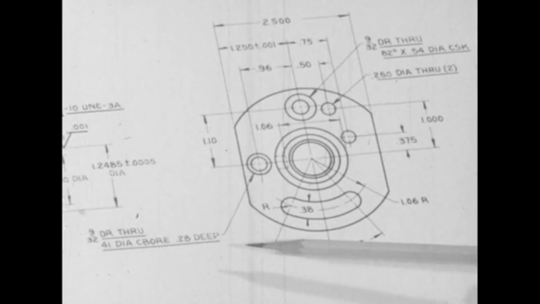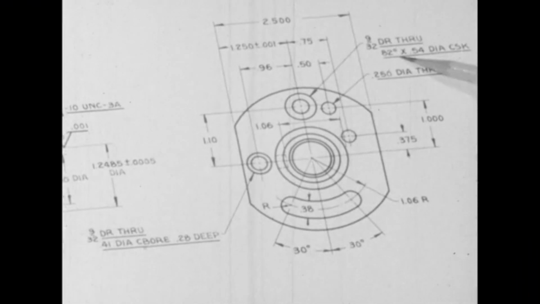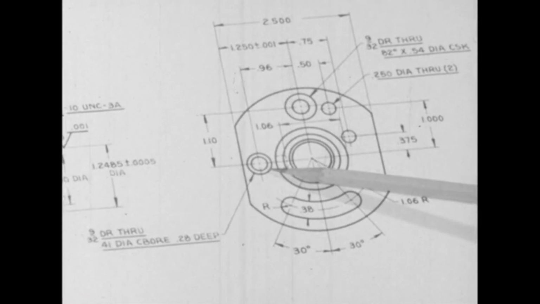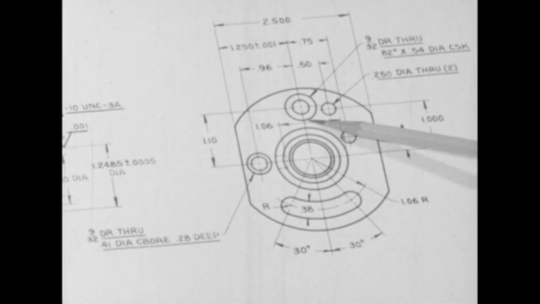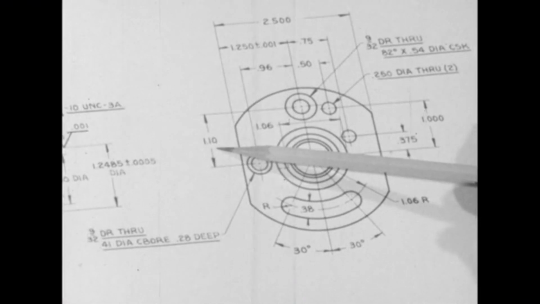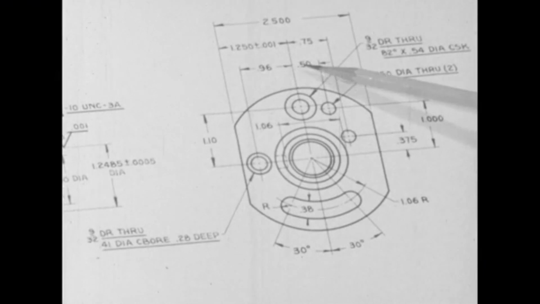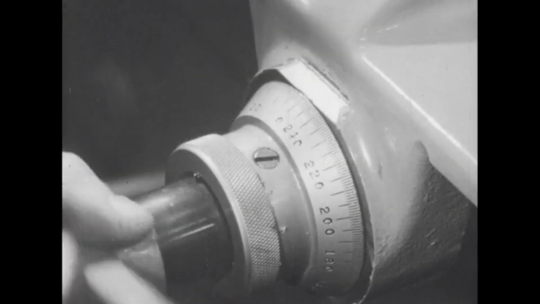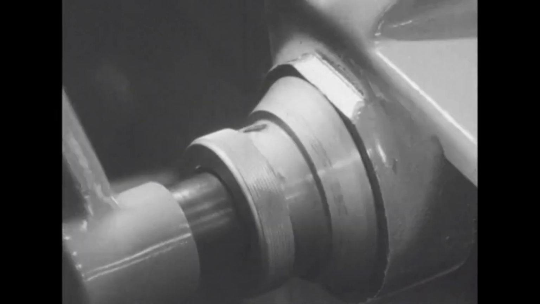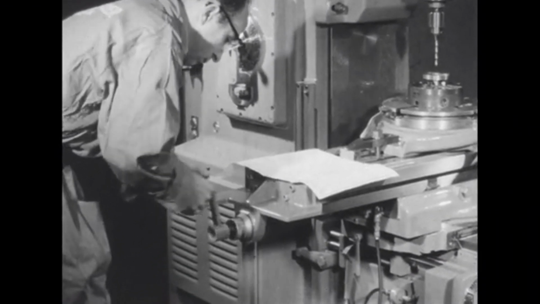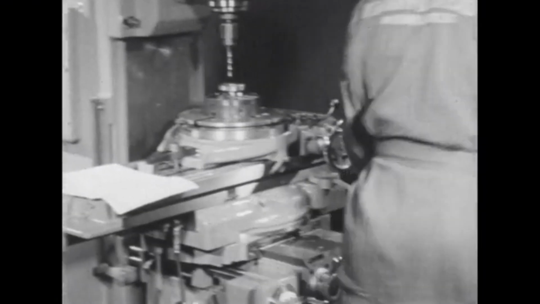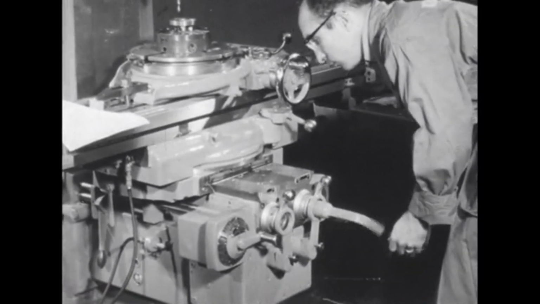The dimensions of the holes are specified here. There are 4 holes, one of which is counterbored and one countersunk. The locations of the holes are specified by these dimensions. This dial is attached to a lead screw. By turning the hand crank, the milling machine table with the workpiece may be located with relation to the cutting tool. The workpiece is now being located for drilling one of the holes.